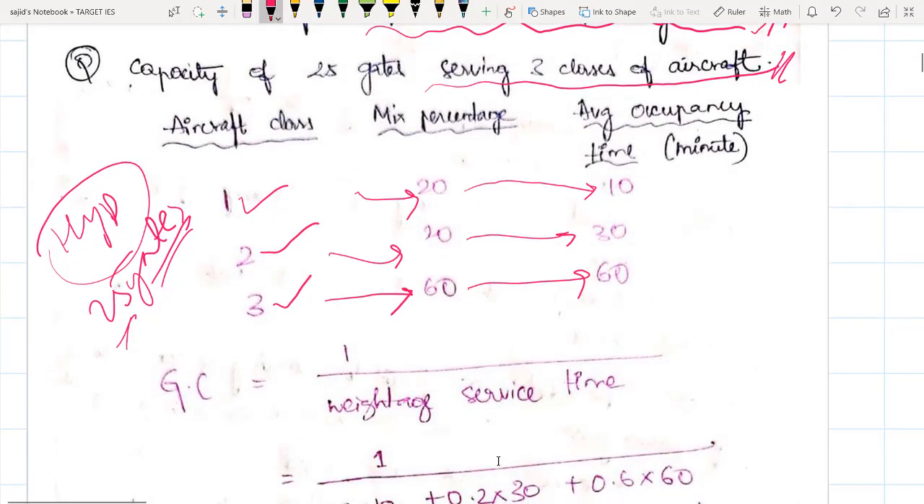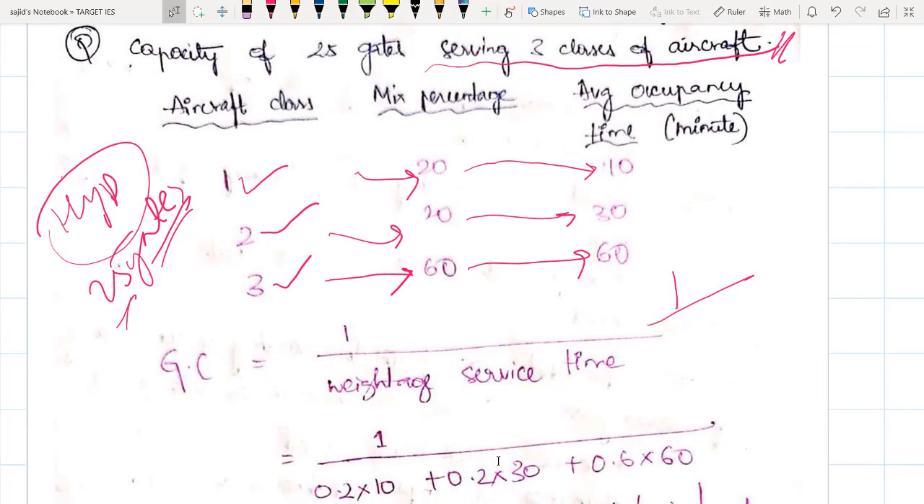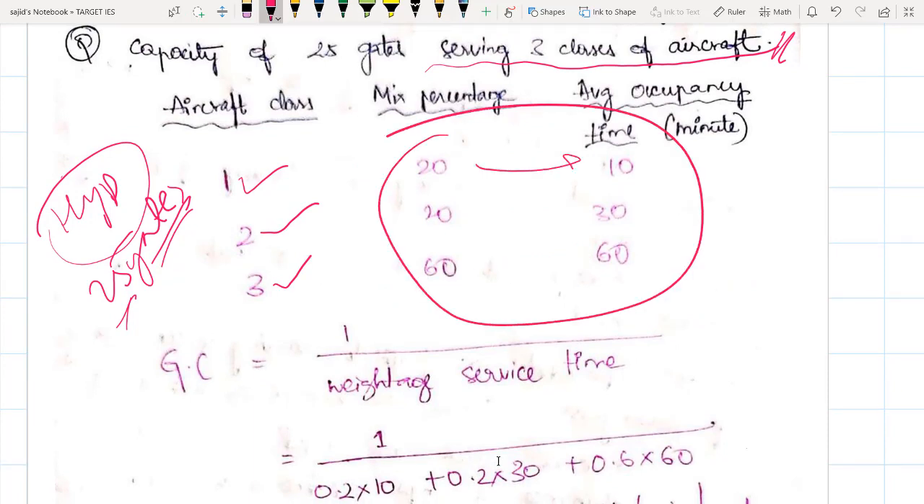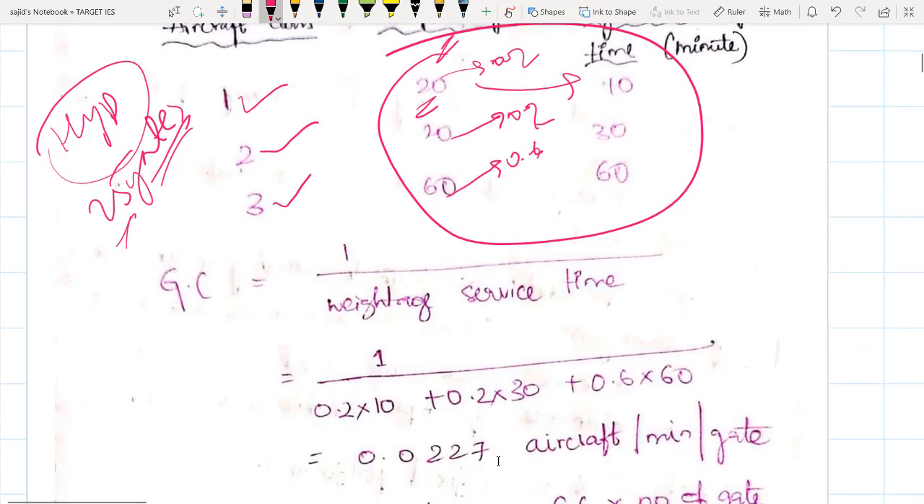So what is the formula for gate capacity? Very simple, 1 by weighted service time. So how to get weighted service time? Very simple, you just have to multiply these two and you will get your answer. Okay, you just have to multiply. So the mix percentage, in numerical terms what will it become? If it is 20 it will become 0.2, right? This 20 will become 0.2, and this one will become 0.6, if it is 60 it will become 0.6. We just have to write like that.